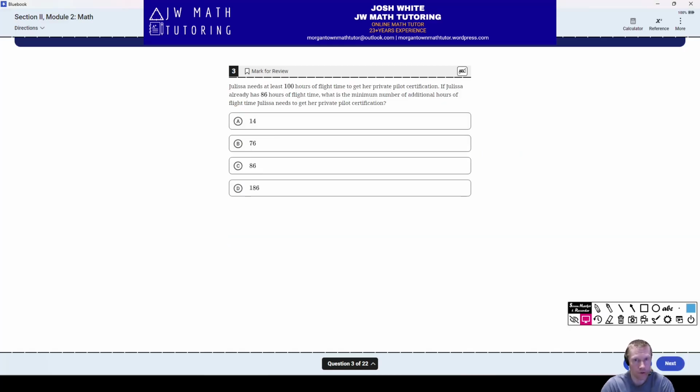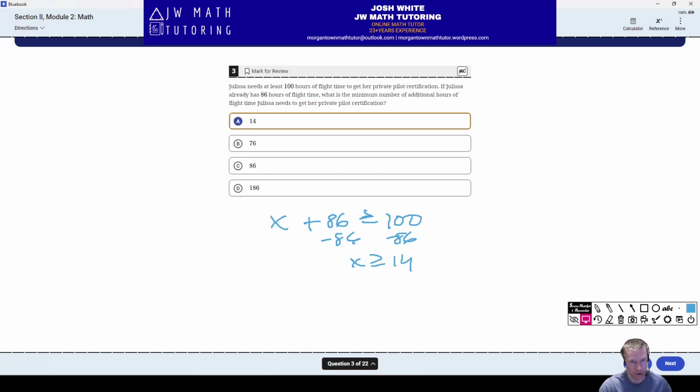Next up, question number 3. You could set up a basic equation for this. It's like x plus 86 equals 100, or technically you could say x plus 86 greater than or equal to 100, because it talks about minimum number and at least instead of exactly. And then you just solve this. So what's the minimum number of hours that she needs? Well, it's just 14, letter A.